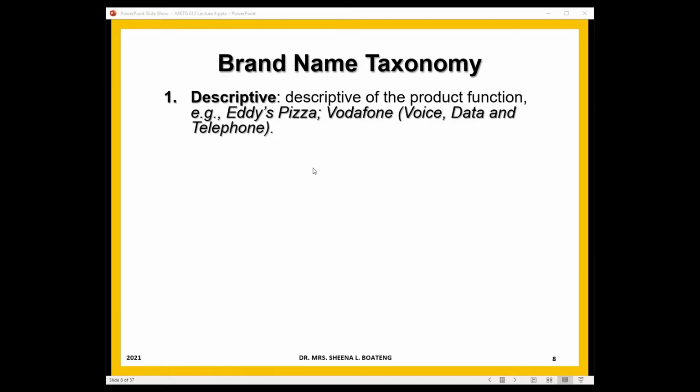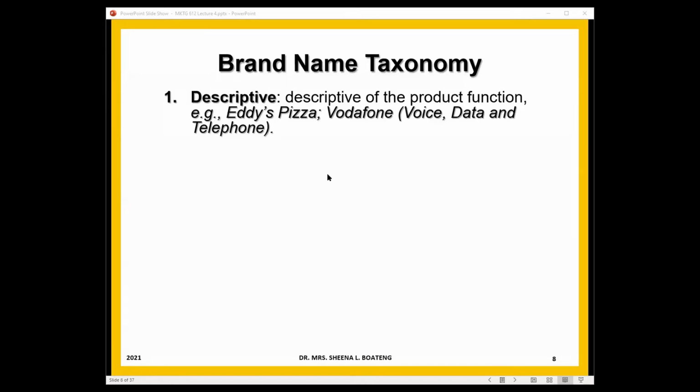So for instance, in terms of descriptive names, you can talk about Eddie's Pizza, isn't it? Does Eddie's Pizza tell us the descriptive function of their product? Yes. It's pizza, which is food people eat. Again, Vodafone is an acronym representing voice, data, and telephone. Does it describe the function of Vodafone's products? Yes, exactly, because they provide voice services, data services, and telephone services. So that's a typical example of descriptive brand names that describe the product function which the firm is trying to sell to their target audience.